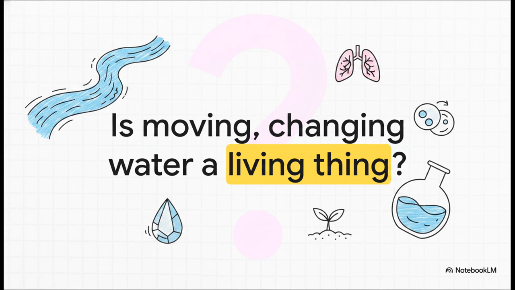I want to wrap up this explainer by turning the investigation entirely over to you. Take a look at this question straight from our source material. Water in a river can move rapidly. It can change its appearance. It can even change its shape depending on the container it's in or if it freezes into solid ice. But based on the strict 7-trait checklist we just built today, is water a living thing?